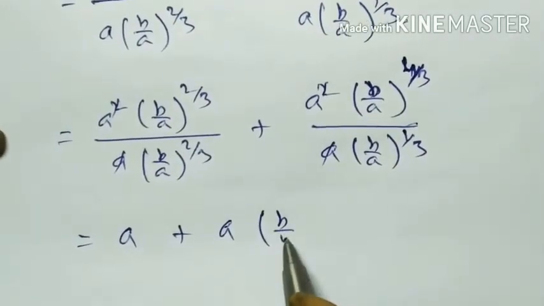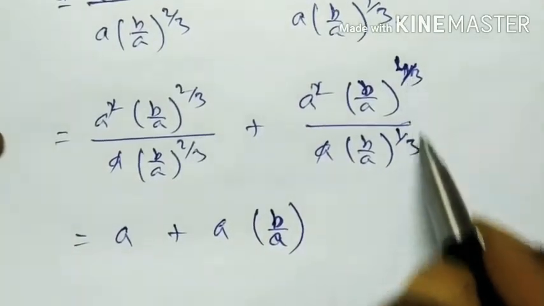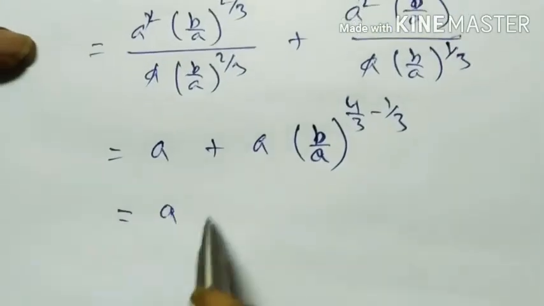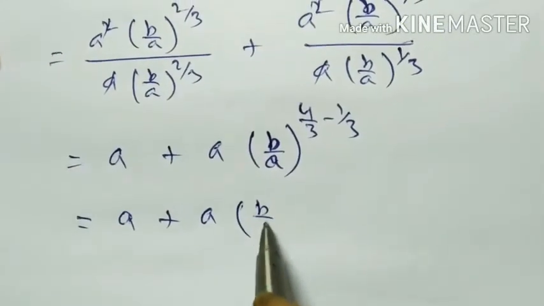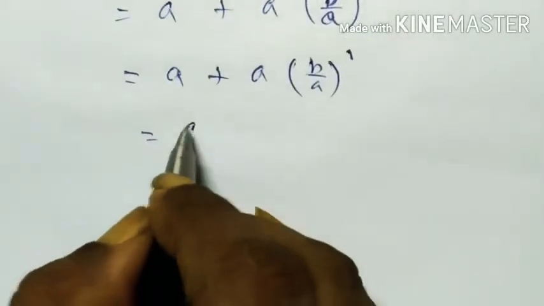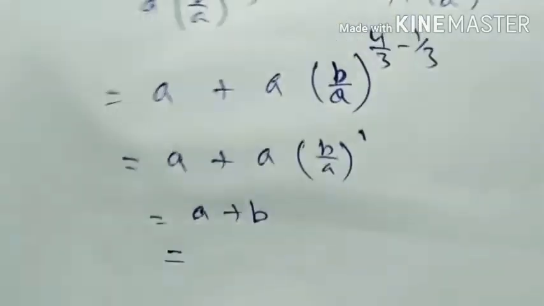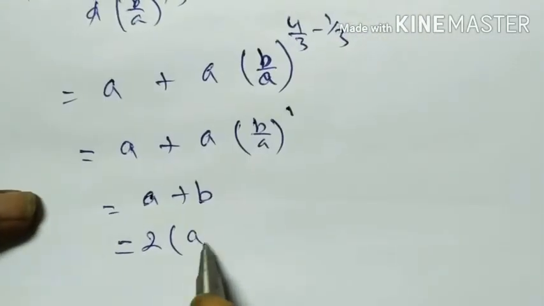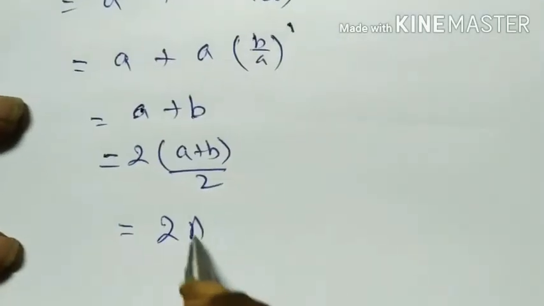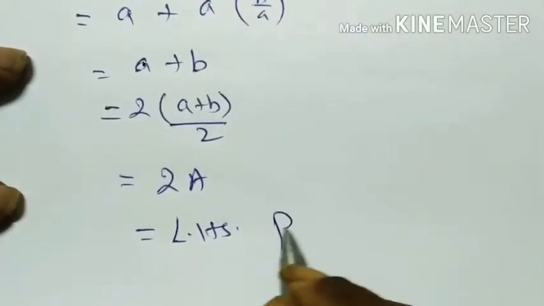Now B by A, according to the indices rule, there is divide, so it will be 4 by 3 minus 1 by 3. So this comes out to be A plus A, B by A to the power 3 by 3, which is equal to 1. Now A and A cancel out, leaving B. So I can write this as 2 times (A plus B by 2). This is the arithmetic mean. So this is equal to 2A, and this is equal to the left hand side. This is proved.